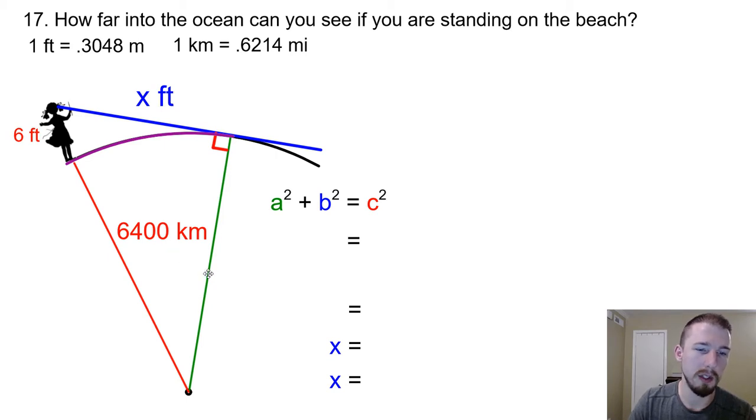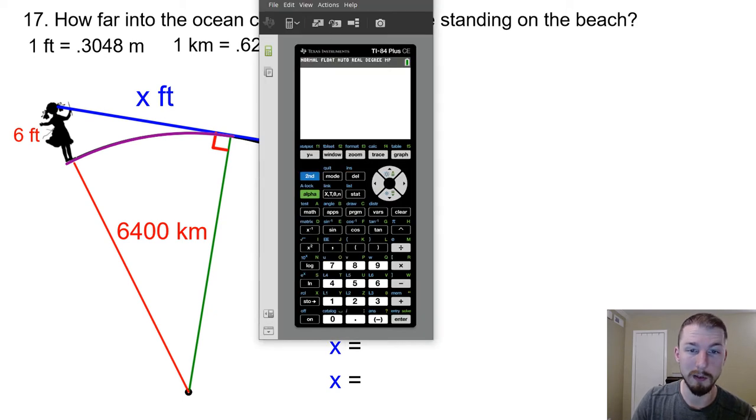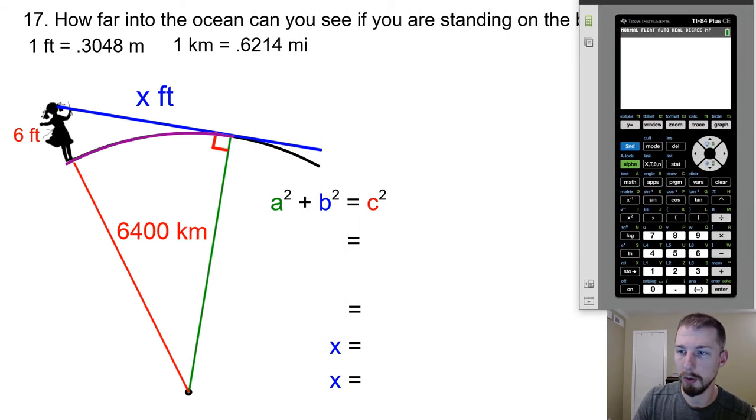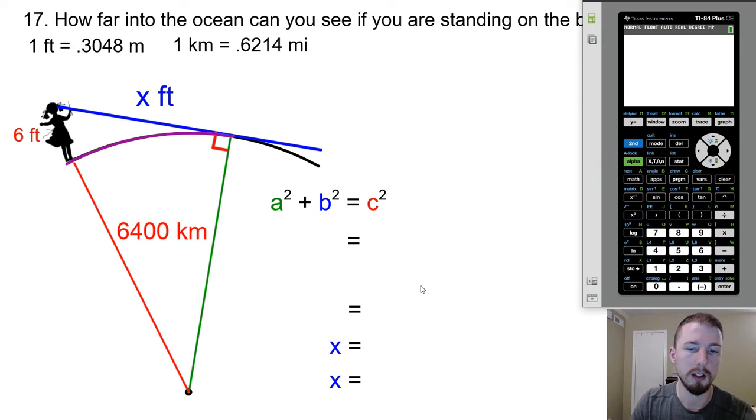So the first thing we need to realize is that when we're standing on the Earth, it is round, and we have the radius of the Earth, which is 6,400 kilometers. Now we have a problem because we're using 6 feet and kilometers, so we have to do some conversions, and that's what's going to make this math kind of suck. But honestly, it's not that bad when we have our calculator. So let's do it, and I'll pull up my calculator so we can do that all together.